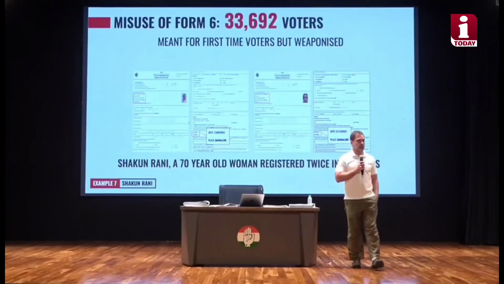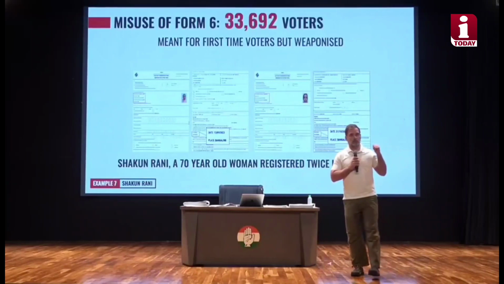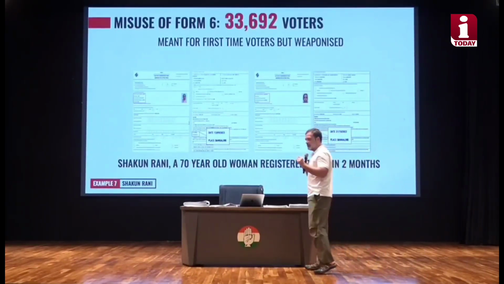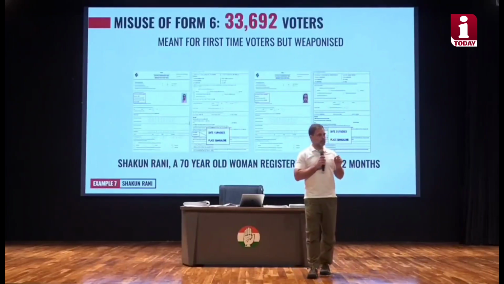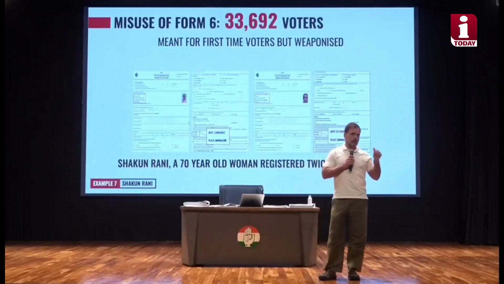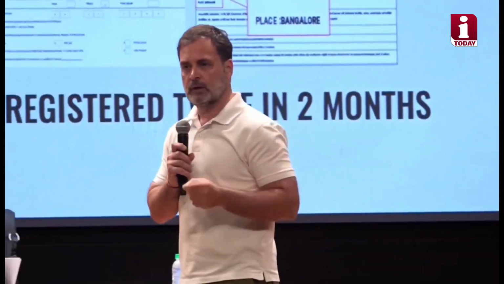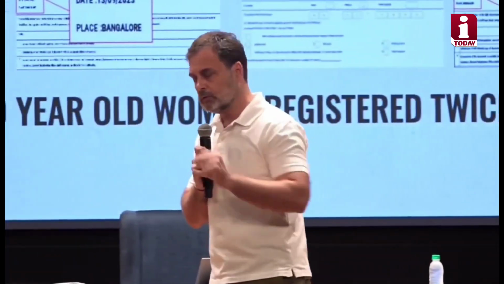33,692 voters are registered here. This basically is anybody who wants to vote for the first time can use this list, Form 6. So you get into the Form 6, and then your name goes into the voter list.